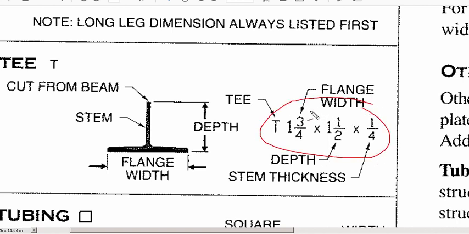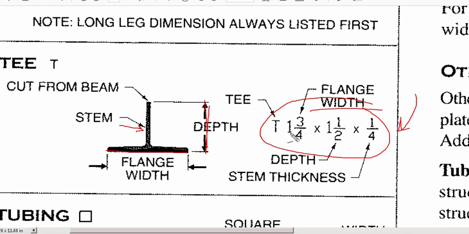For its call out, you might see a T. You'll notice that they actually provide the flange width, which is the distance from here to here, the depth, which is here to here, and of course the stem thickness, this right here. This is one of the few times that you'll see a call out that includes that much pertinent information. Notice that there is no weight per foot in this case.